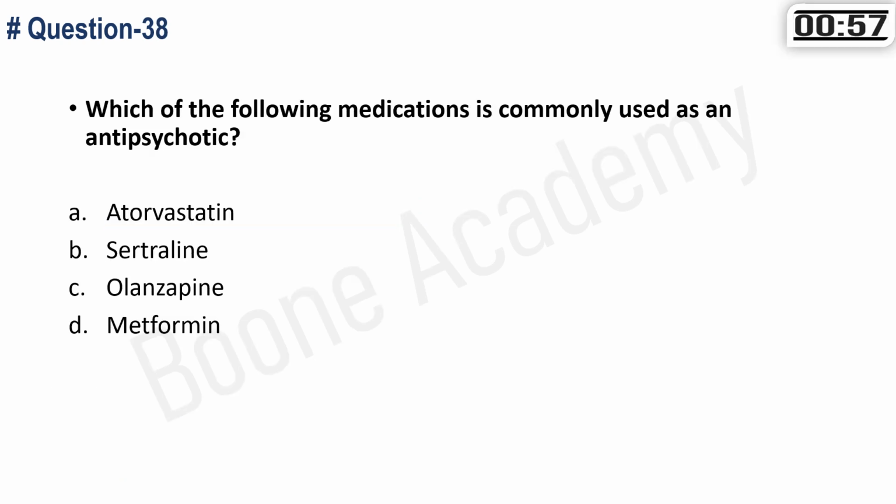Question 39. Which medication is commonly used as a first-line treatment for type 2 diabetes? A. Insulin glargine. B. Metformin. C. Lisinopril. D. Warfarin. You have 1 minute to answer your question.